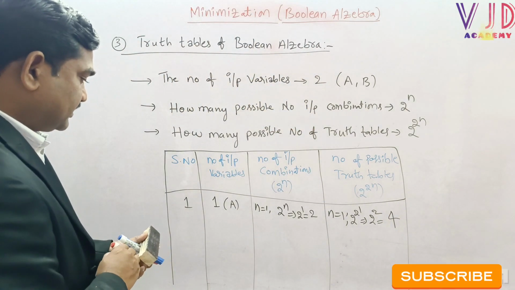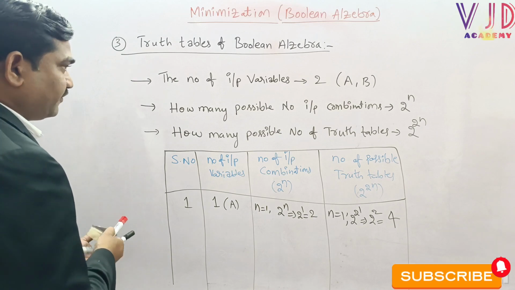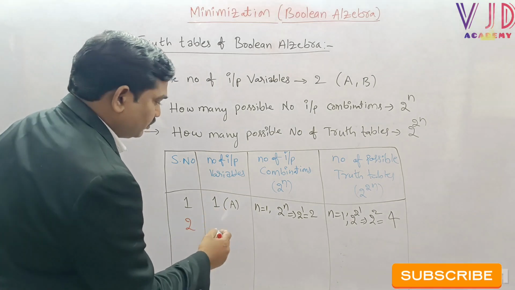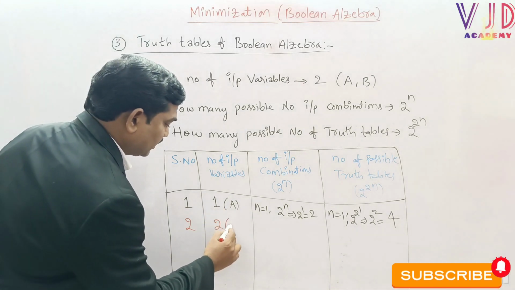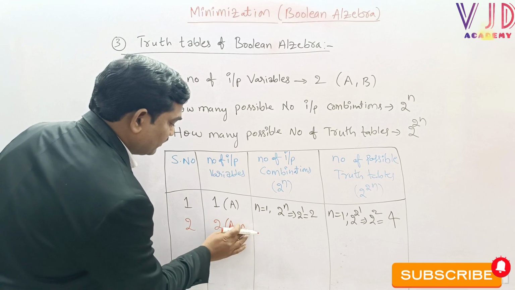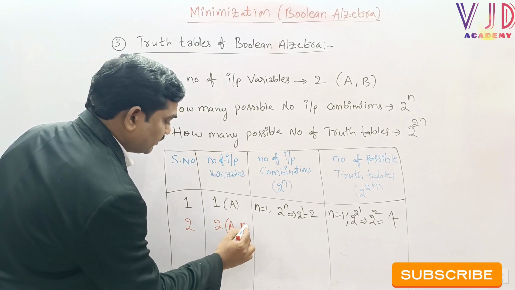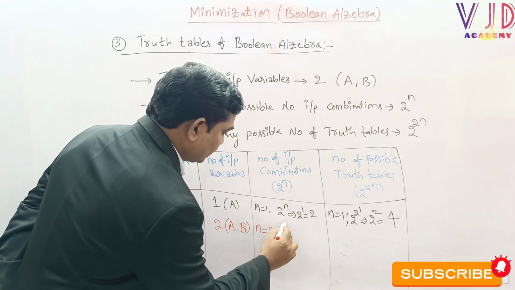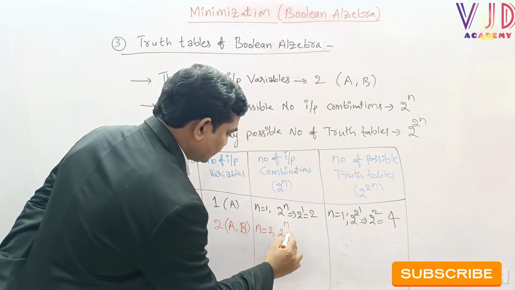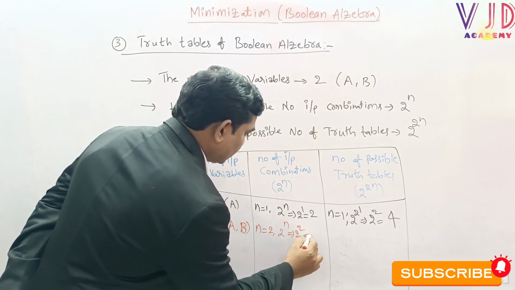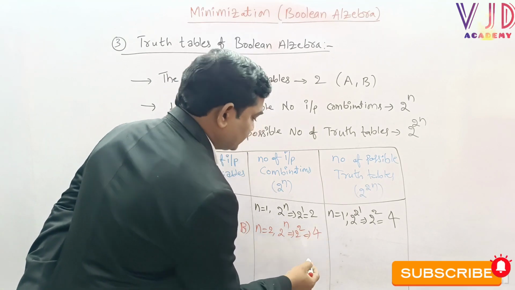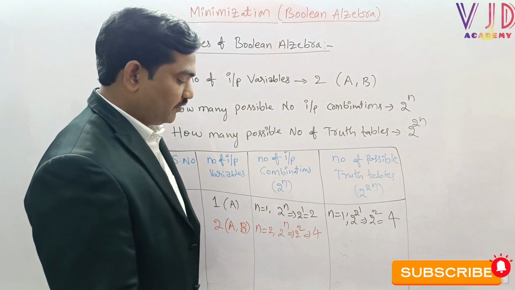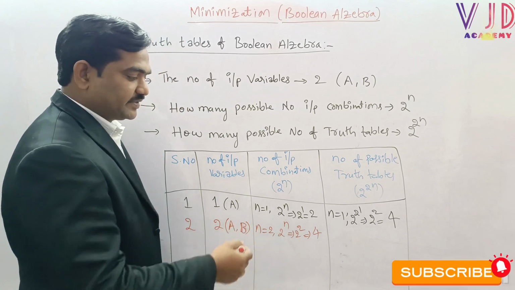And then let me take the second case. Suppose the examiner gives 2 input variables, A comma B. Now n equals 2, and 2 power n is 2 square, so the total number of possible input combinations is 4. We can say 00, 01, 10 and 11. All these things we have seen in the previous lecture even.